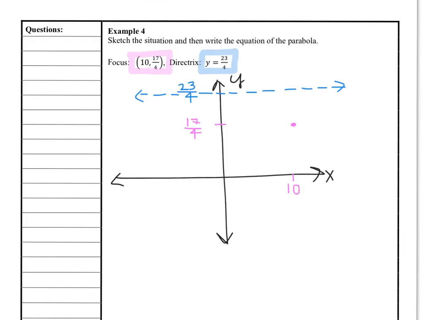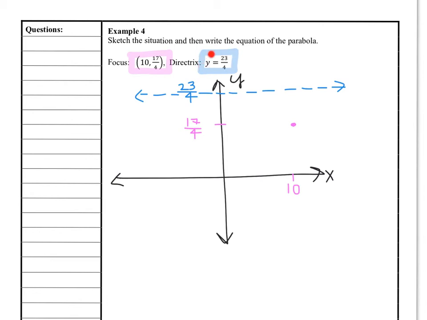For our last example here, example 4, we are given a focus and a directrix where they're not nice whole numbers. So you're given a focus at the point over 10, up 17 over 4. So I graphed this point and went over 10, up 17 over 4. Don't convert it to a decimal. So do not convert to decimals, just leave them as fractions.